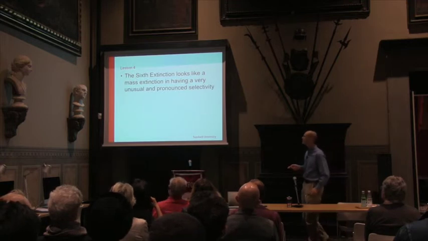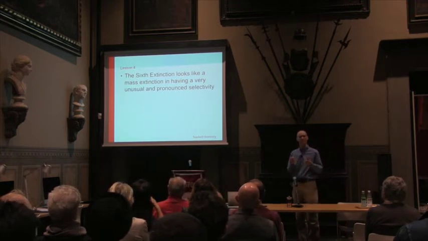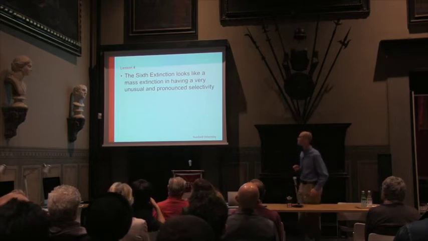Okay, so the Sixth Extinction looks much like a mass extinction in terms of how extinction is being distributed, though not like the previous ones, right? It seems similar in the sense that it's an outlier, but it doesn't closely resemble any of the previous ones.